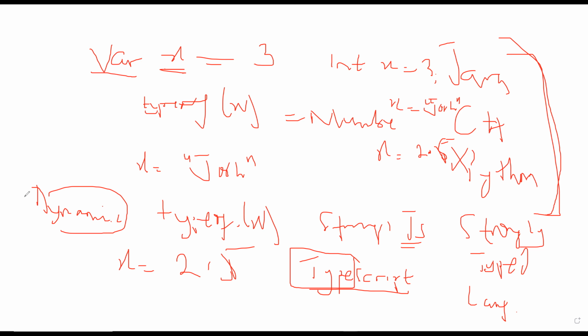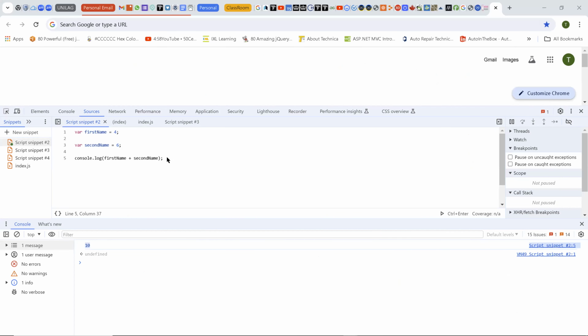So now let's go back to the programming console. Now I've explained this operator using the string and numbers. Even if I put 6.6, it will give me 10.6.